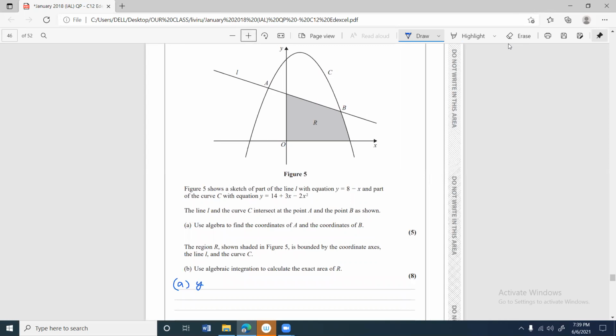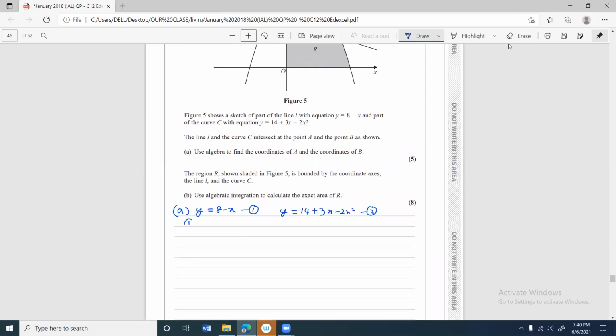So you get y equals 8 minus x as my first equation, y equals 14 plus 3x minus 2x squared as my second equation. Both of them are y, therefore I can equate 1 and 2. Then you can say 8 minus x equals 14 plus 3x minus 2x squared. Then 2x squared minus 3x minus 14 plus 8 minus x equals 0, which is 2x squared minus 4x minus 6 equals 0. Then if you solve this, you can get the answers.